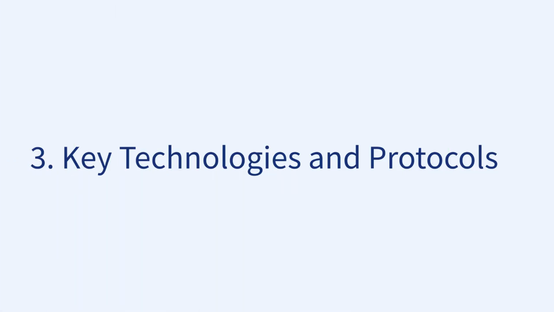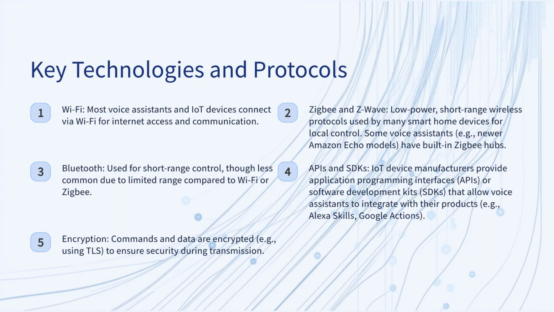3. Key technologies and protocols. Wi-Fi. Most voice assistants and IoT devices connect via Wi-Fi for internet access and communication. Zigbee and Z-Wave. Low-power, short-range wireless protocols used by many smart home devices for local control. Some voice assistants, for example, newer Amazon Echo models, have built-in Zigbee hubs. Bluetooth, used for short-range control, though less common due to limited range compared to Wi-Fi or Zigbee.